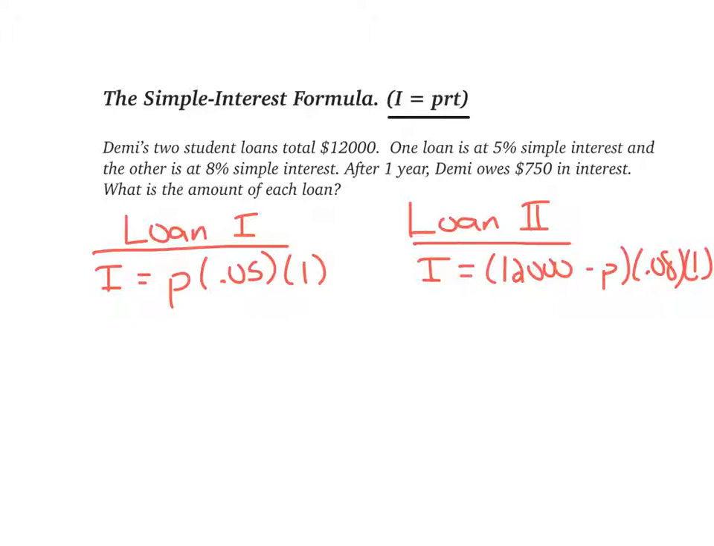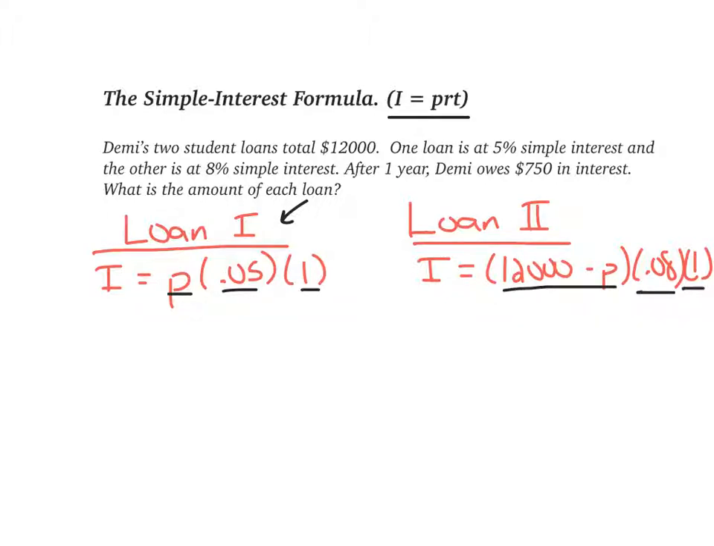Well, the first one, her first loan, I just did the formula. I equals PRT. I do not know how much she borrowed. That's what the question's asking me. I do know it was at 5%, and she's had it for 1 year. The second loan is at 8%, had it for 1 year. Now, this is the hardest part.